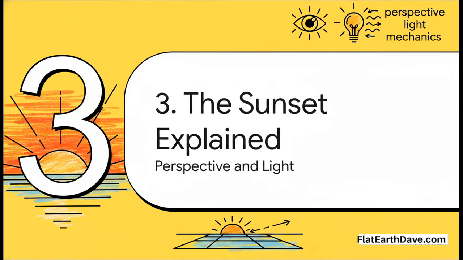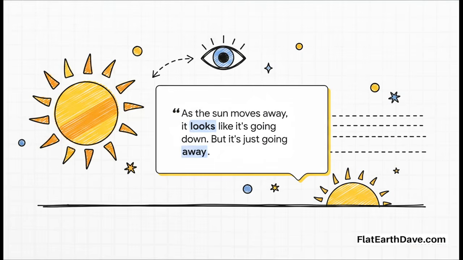This brings us to something we've all seen a million times, the sunset. But in this model, it has nothing to do with the Earth turning. It's all about the mechanics of light and perspective. And really, this quote says it all. The argument is that a sunset is basically just an optical illusion. The sun isn't physically dropping below some curve. It's simply moving horizontally away from you until it vanishes from your point of view.